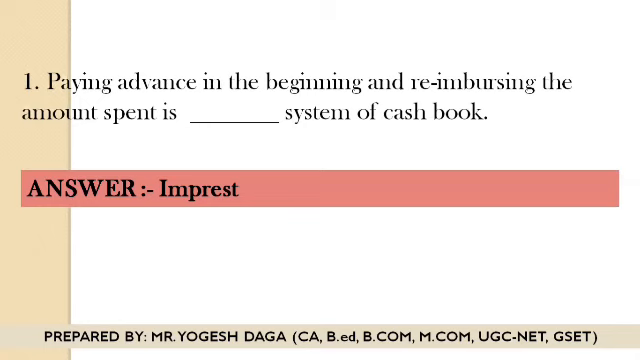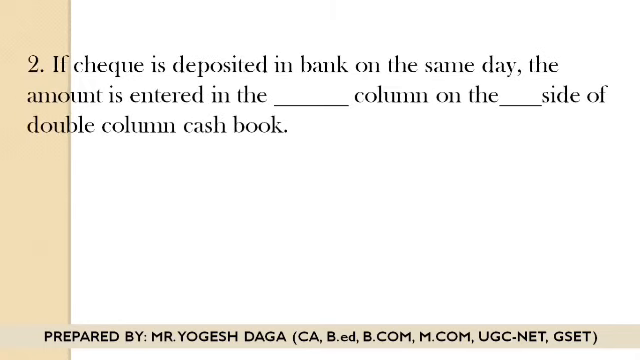Okay, now we are moving towards the second question. If a check is deposited in the bank on the same day, the amount is entered in the dash column on the dash side of the double columnar cash book. Now students, you have prepared the double columnar cash book, and you know in the cash book, the debit side is known as the receipt side, whereas the credit side is known as the payment side. Now we are depositing the check in the bank. When we deposit this check in the bank, where will it come? On the debit side, because when we deposit, the bank is going to receive. So receipt is always recorded on the debit side.